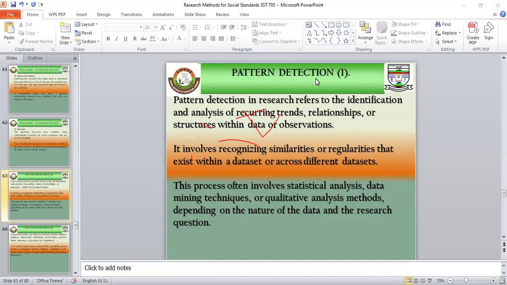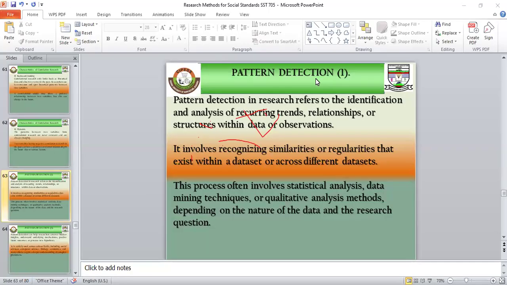Pattern detection. When we talk of pattern detection in research, we say it is the identification and analysis of recurring trends, relationships, or structures within data or observations. Does the observation follow a certain trend? Do they have a certain pattern that they follow?